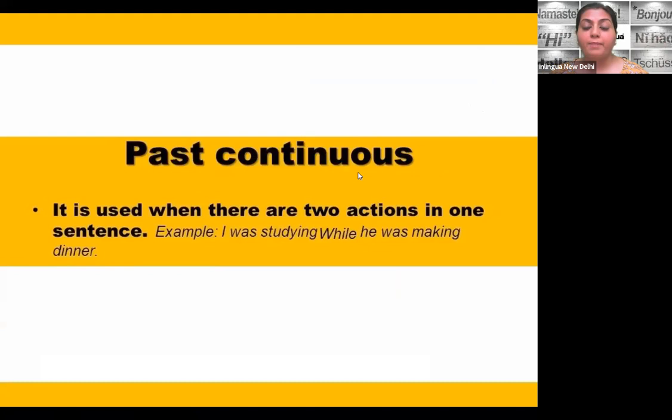Now, let us look at past continuous. The next type of usage or the next method to use it. We use it when there are two actions in one sentence. For example, I was studying while he was making dinner. I was studying is one action. He was making dinner is another action. So we use past continuous to join two such actions, when there are two actions that were happening at the same time in the past.